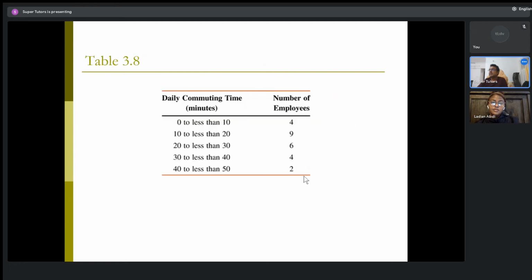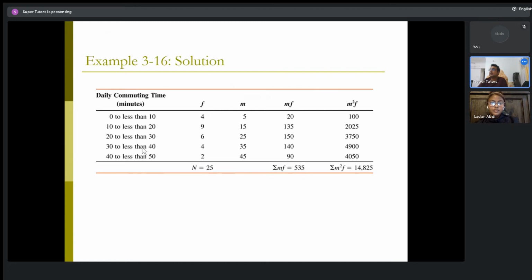So same data. Let's try to find the standard deviation now. For the variance, I need summation of mf and summation of m square f. I will add two new columns apart from the midpoint, which is another new column. So midpoint, just the midpoints of all of these. mf, which is the product of each m and f. M square f, which is the product of m square times f.